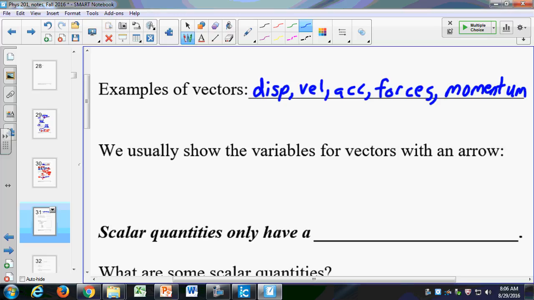I think that's good. We usually show the variables for vectors with an arrow. So for example, if I want to show the velocity vector, I'll usually put an arrow over it. Sometimes people do different things. Sometimes they'll write vectors as bold print, like in a book, but usually you put an arrow over it. I get a little lazy about that as the semester goes on. I won't write vectors with an arrow, but I will always give their direction. So you could have vectors with an arrow: your displacement, your acceleration, your force, or your momentum, which we're going to use a lowercase p for.